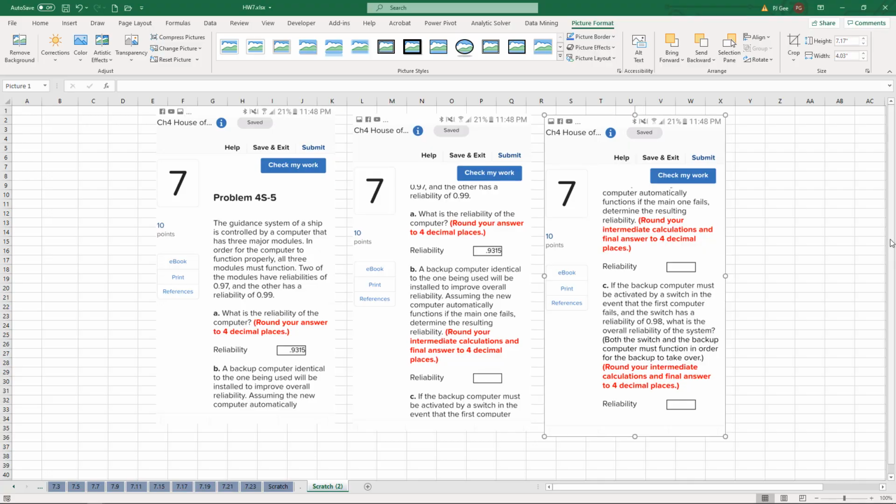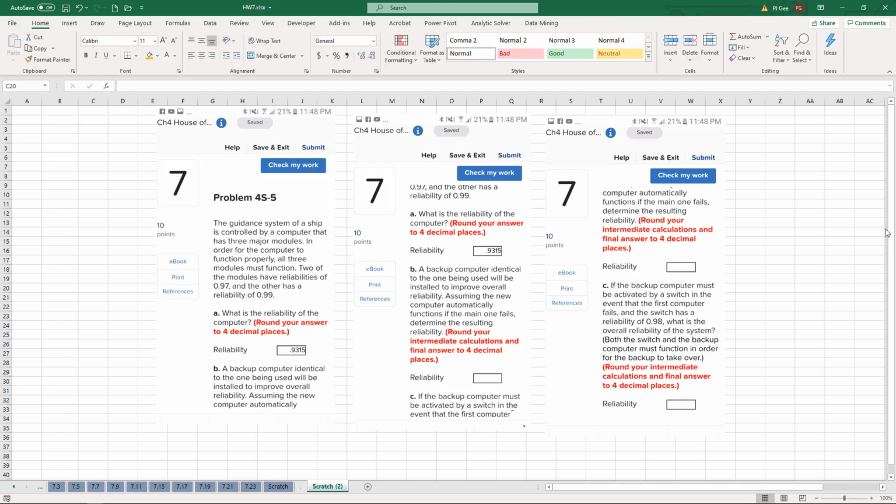Okay, so this was sent to me by a student because this came up as a question. These are screen grabs of what the student was working on here. Okay, and so there were 3 screenshots. Problem 4 supplement dash 5. Guidance system of a ship is controlled by a computer, has 3 major modules. In order for the computer to function properly, all 3 modules must function. 2 of the modules have reliabilities of 0.97 and the other has 0.99. What's the reliability of the system?